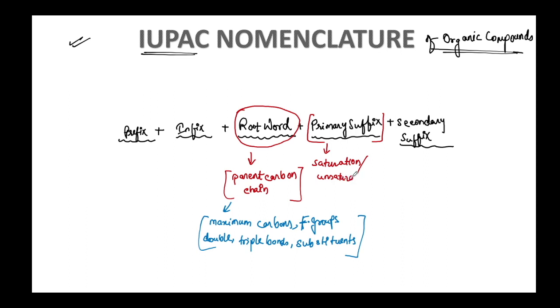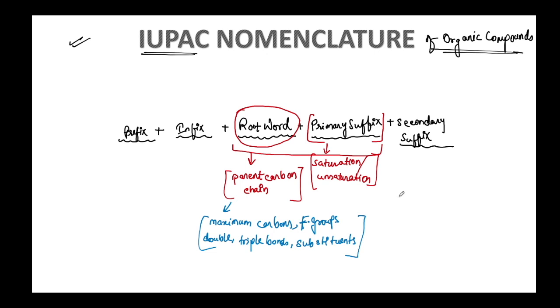About the saturation or unsaturation. These two components, root word and the primary suffix, form the basis. Both of them together are absolutely compulsory. They form the basis of the name of an organic compound. Now, guys, saturation and unsaturation is very simple.